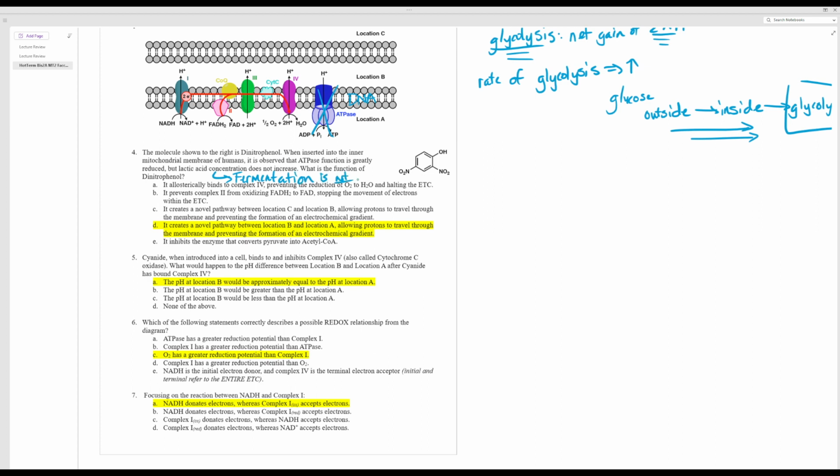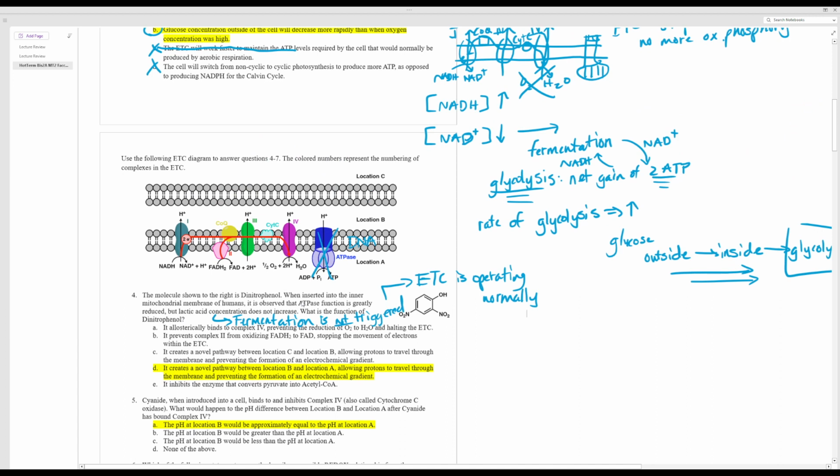is not triggered. So if fermentation is not triggered, that must mean that the ETC is operating normally. Because if the ETC stops, the cell would move on to fermentation. But the ETC is operating normally because we do not see fermentation being triggered. So what this tells us is that all this electron flow is happening just fine. There's no issues there.